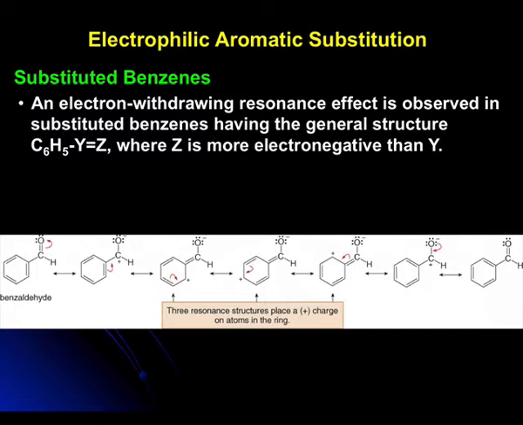Because an electrophile wants electrons, right? And if I'm pulling electrons out of the ring, that's going to slow that reaction down, right? It's going to take longer for that reaction to occur. And in fact, if my electron withdrawing group is really strong, it'll shut the reaction down completely. We'll talk more about that later. Benzaldehyde won't shut it down completely, but it'll slow it down significantly.